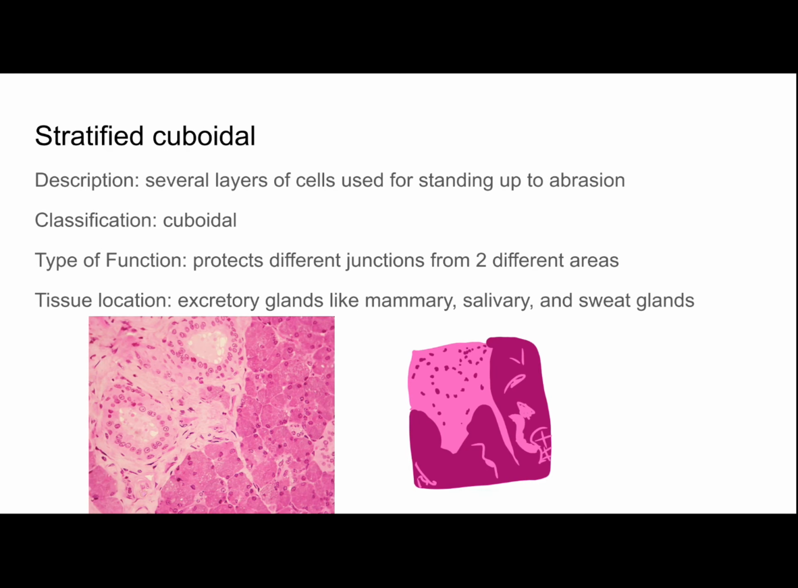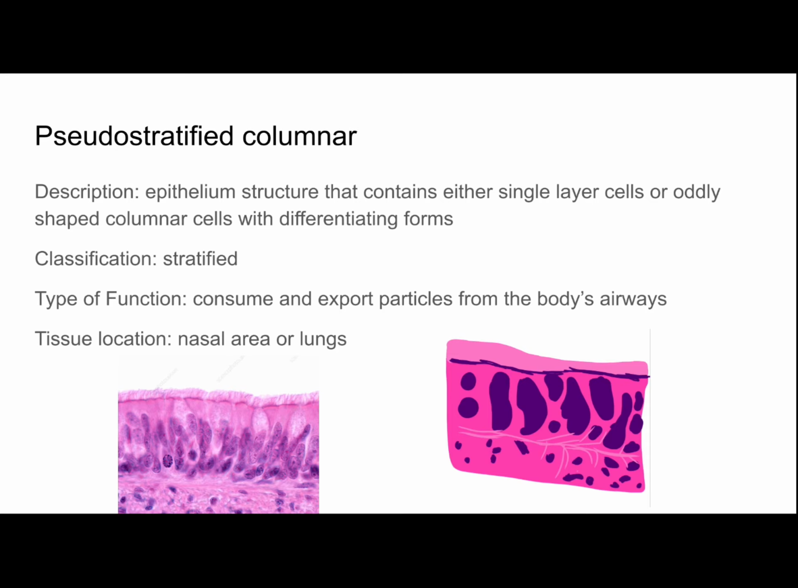Then we have the stratified cuboidal, and it's several layers of cells used for standing up to abrasion. Abrasion is like filing away a piece of plastic that you don't want. It's just taking that away. And cuboidal is the classification. It's squarish and mainly equal in height and width, but not exactly. It protects the junctions between two different areas from whatever's harmful. It's located in the excretory glands like mammary, salivary, and sweat glands, like your head or your hair, or your pelvic region, anywhere you could excrete or secrete any liquids.